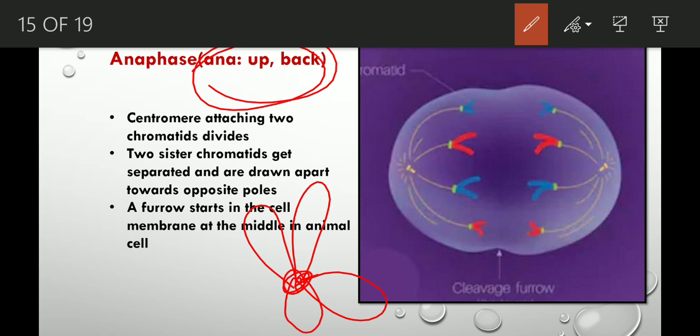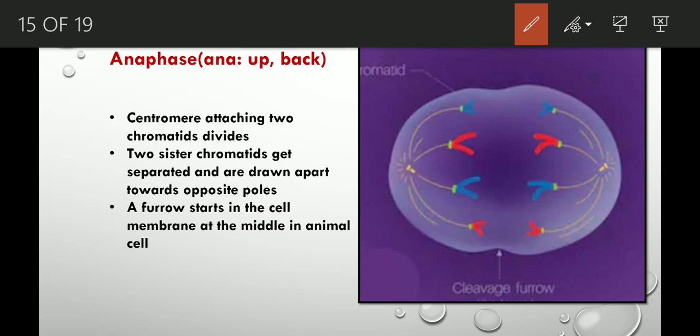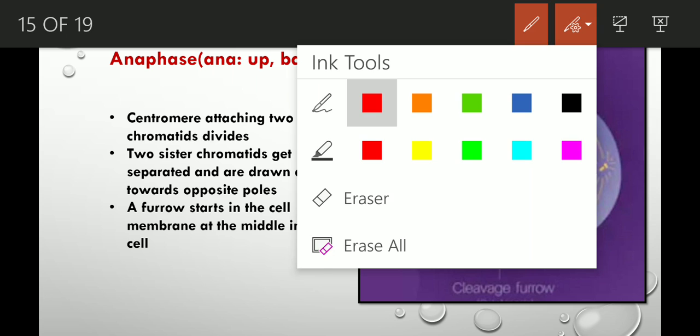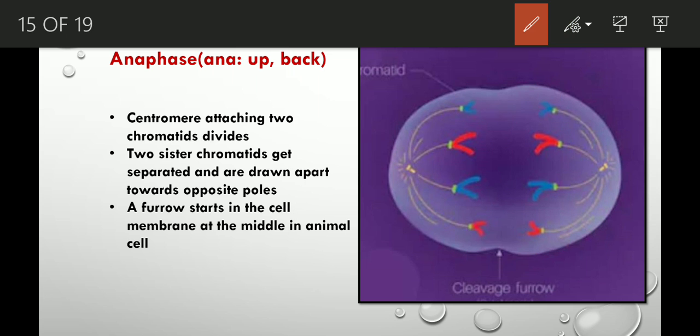When the centromere gets attached, that means the sister chromatids will also get attached. The structure will become like this. Here also the same thing happens. See, the sister chromatids get attached. As the centromere gets attached, the sister chromatids also get attached. And these two sister chromatids are drawn apart towards the opposite poles.